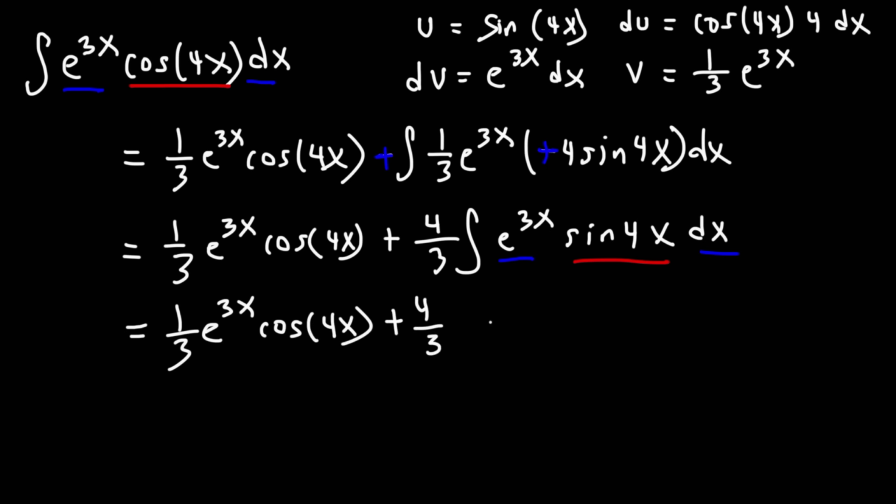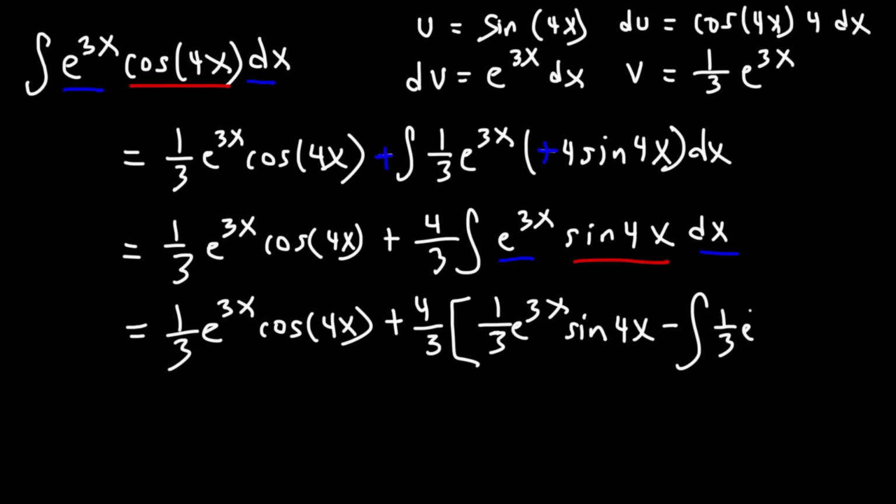So using integration by parts, we're going to have u times v. So that's 1/3 e to the 3x times sine 4x, and then minus the integral of v du. So v is 1/3 e to the 3x, and then du, that's times 4 cosine 4x dx.